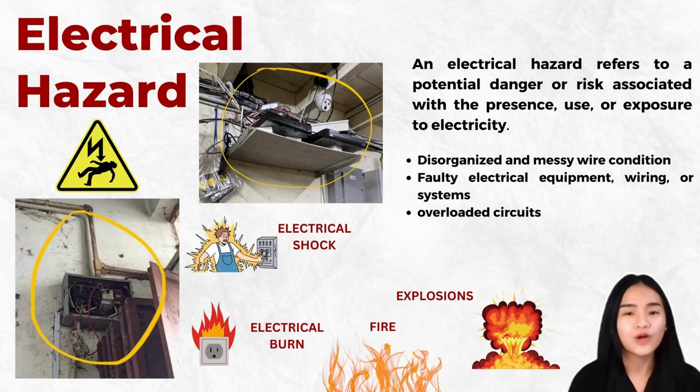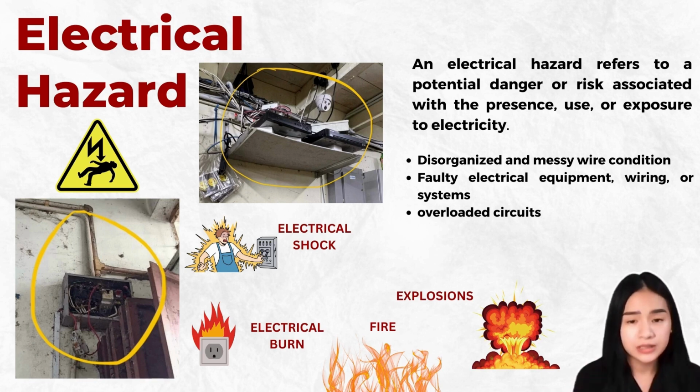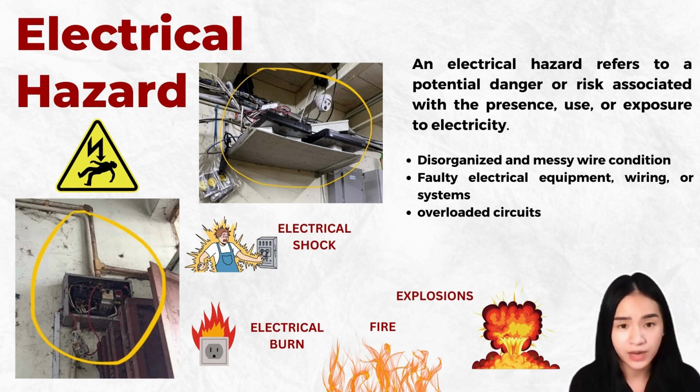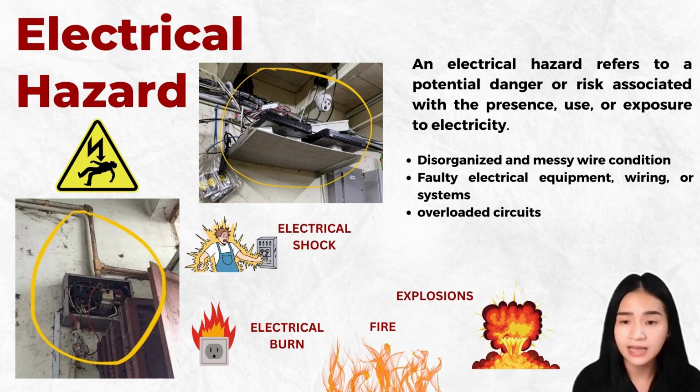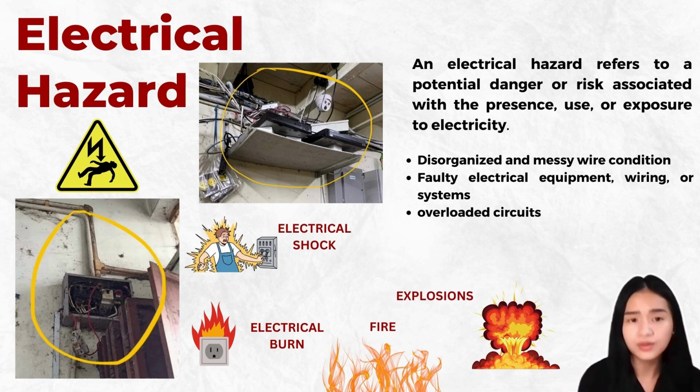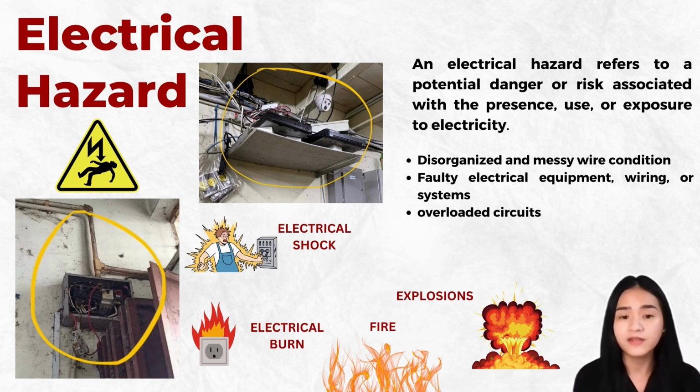So, from this video, we can conclude that there are 6 hazards that we have identified from the site for the workplace. The first one is electrical hazard. Electrical hazard refers to the potential danger or risk associated with the presence, use, or exposure to electricity. As we can see from both pictures, there are 3 sources that may lead to the electrical hazard, which are disorganized and messy wiring condition, and the second one is because of the faulty electric equipment, wiring, or system, and the third one is because of overload circuit. So all these sources may bring to short circuit that lead to electrical hazard. Electrical hazard can come in the form of electric shock, electrical burn, fire, and explosion.